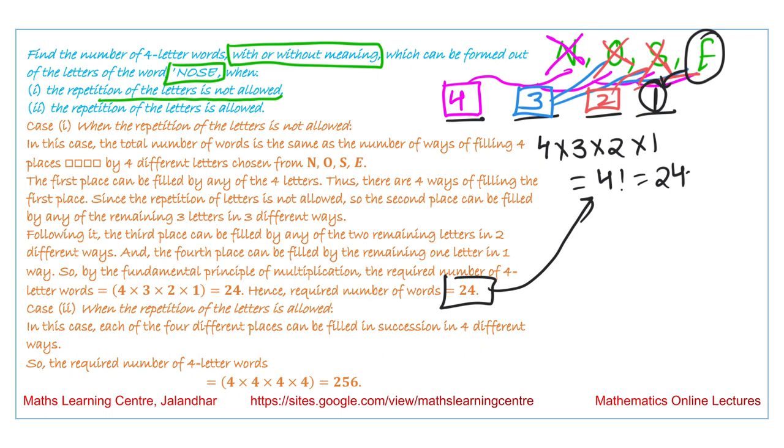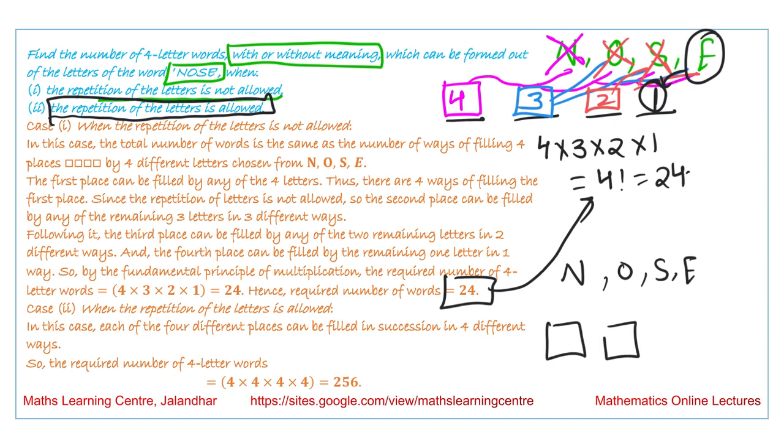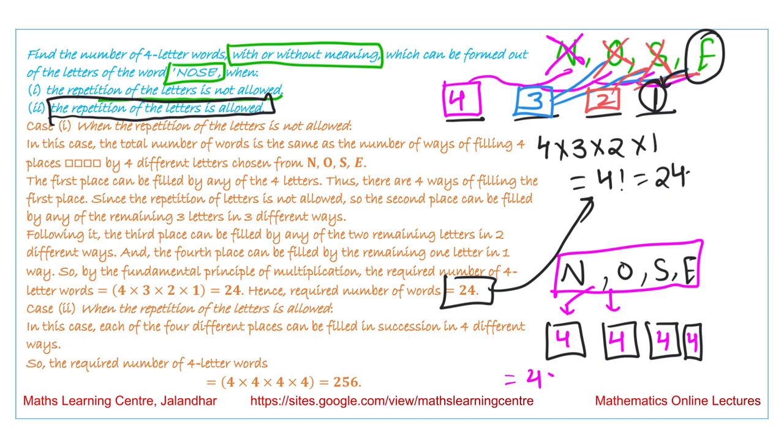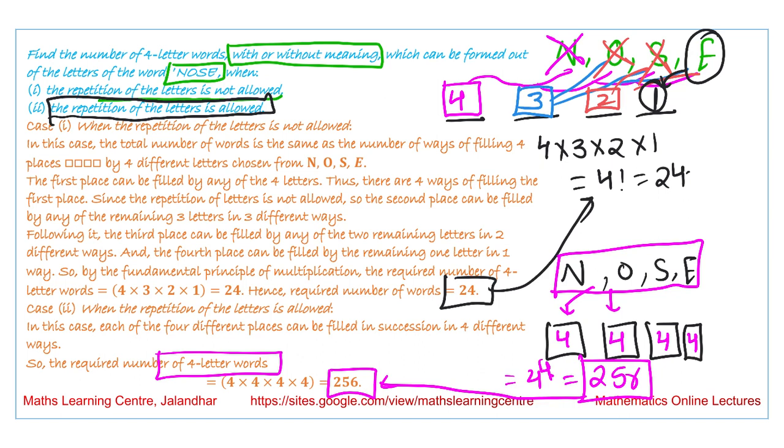And the second case is when the repetition of letters is allowed. We are saying now again we have 4 letters N, O, S and E. We have 4 places over here where we want to place these letters and the repetition is allowed. We can place any one of these 4 in each place. So the total number of ways we have is 4 raised to the power 4, that is equal to 256. So we are saying there are total 256 4-letter words that can be formed if the repetition is allowed.